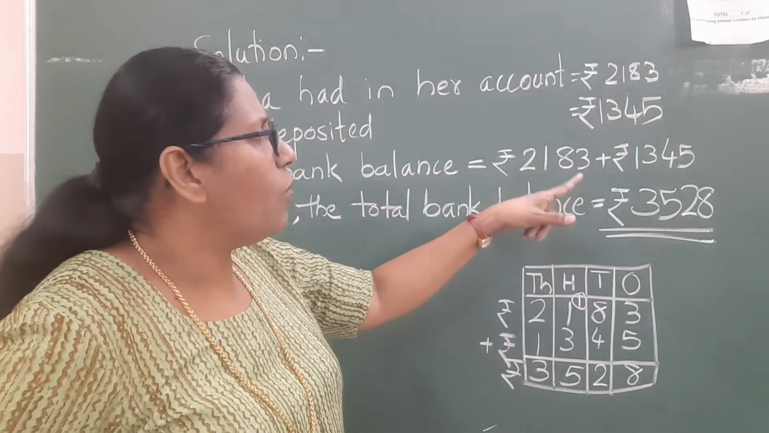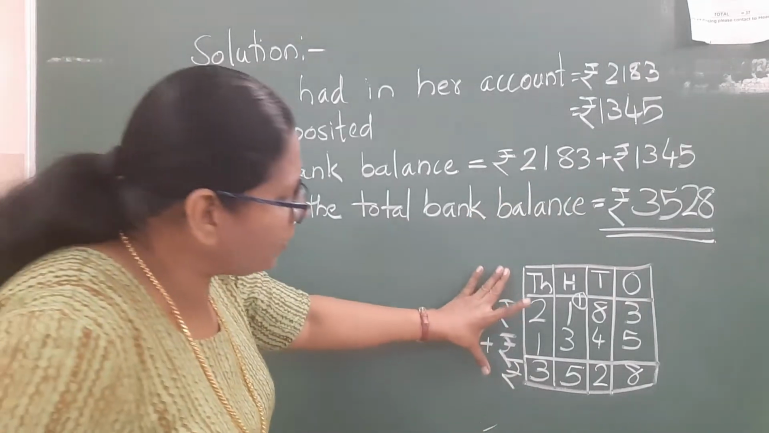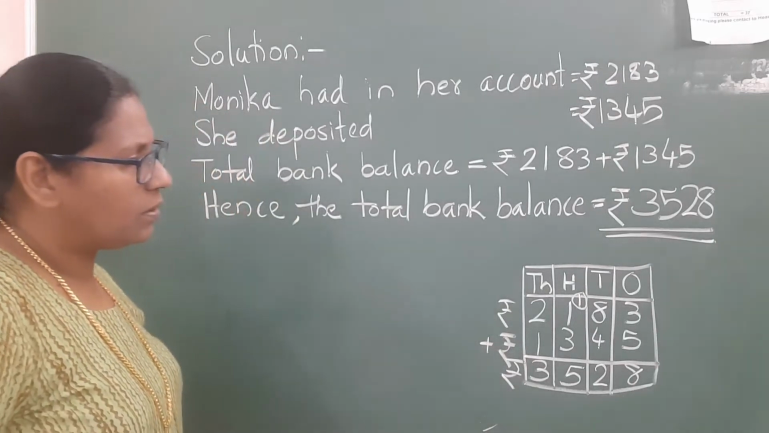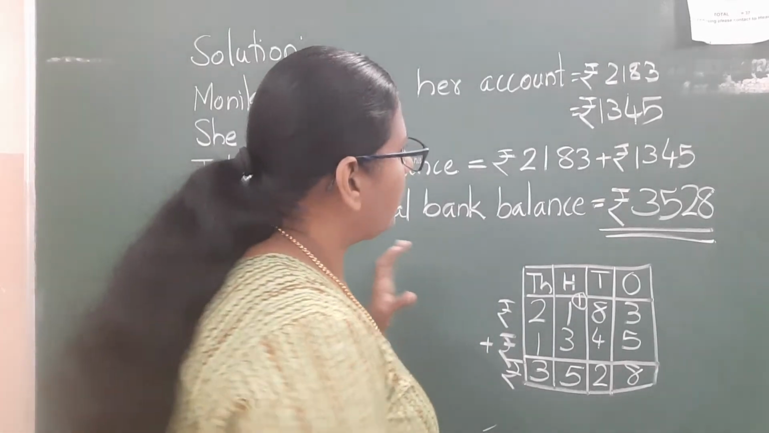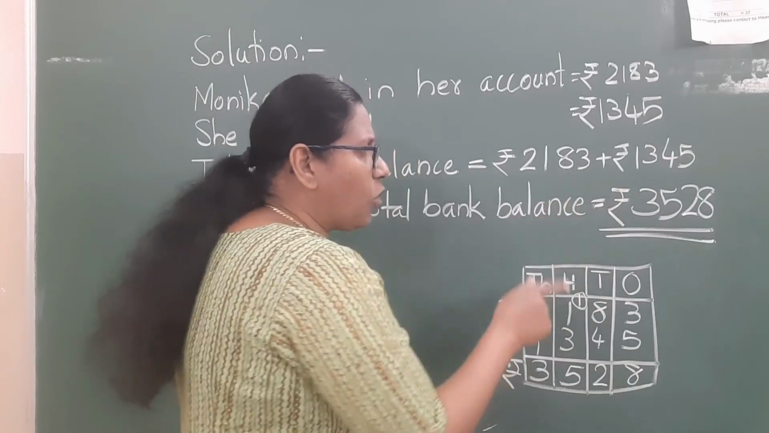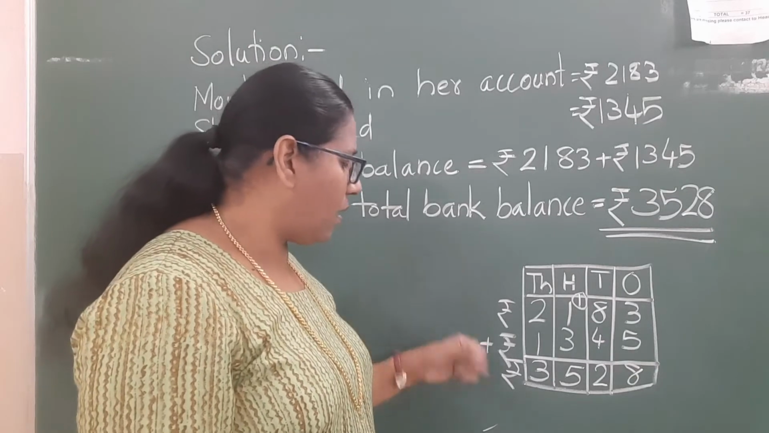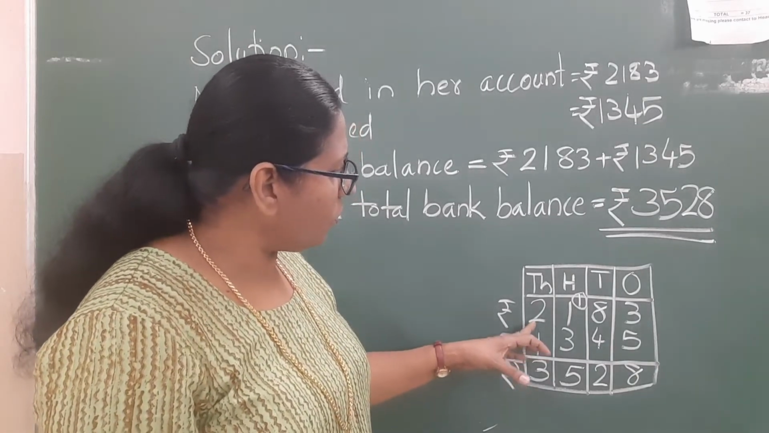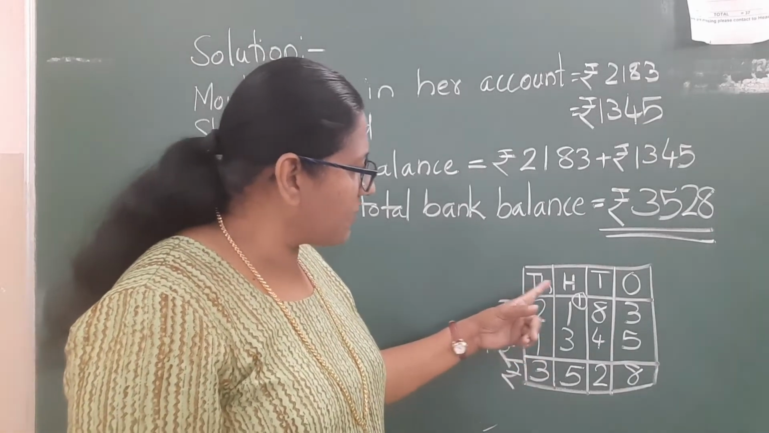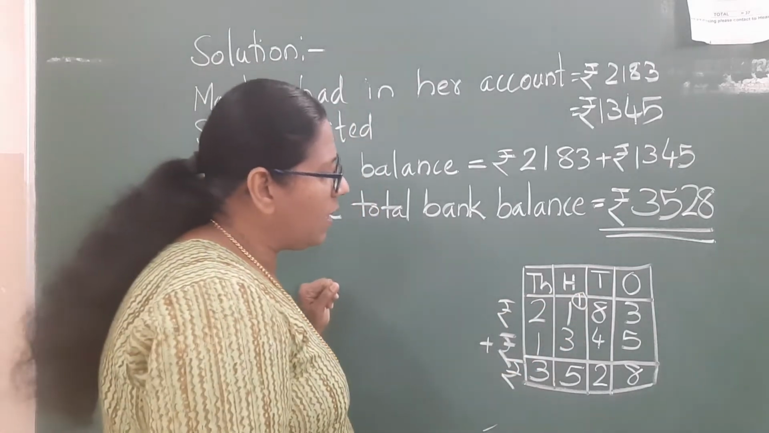2,183 rupees plus 1,345 rupees. After that, we have to do the addition. These two amounts we have to add and get the total amount. Then we will get the total bank balance in the account. So we wrote here first the place value chart and then the amount which is to be added.